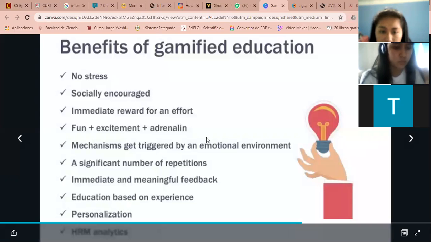In benefits of gamified education, we have no stress, social encouragement, immediate reward for an effort, fun, plus excitement, plus adrenaline, mechanisms triggered by an emotional environment, a significant number of repetitions, immediate and meaningful feedback, education based on experience, personalization, and HR analytics.